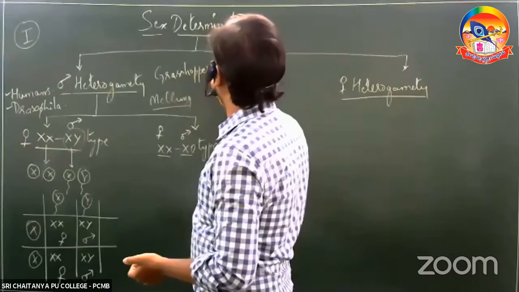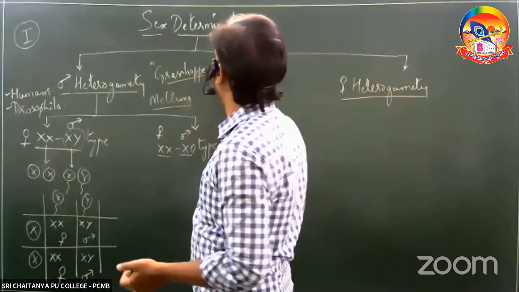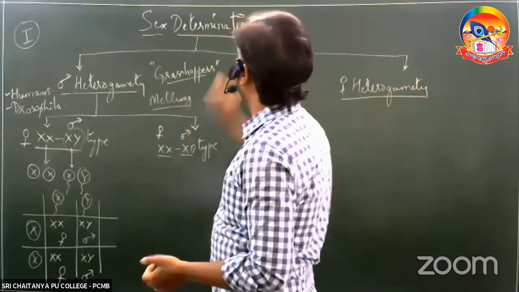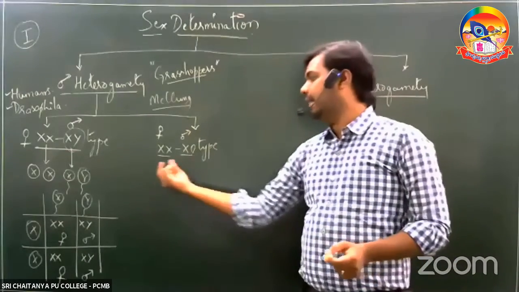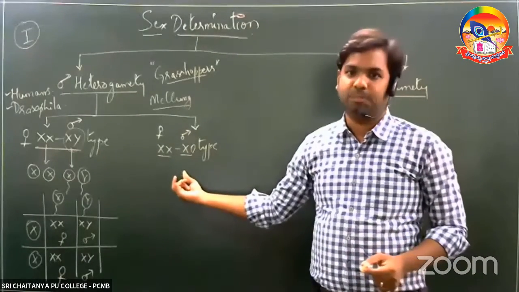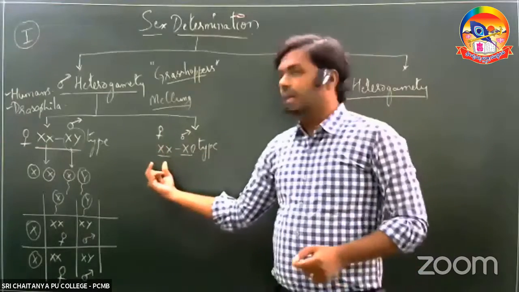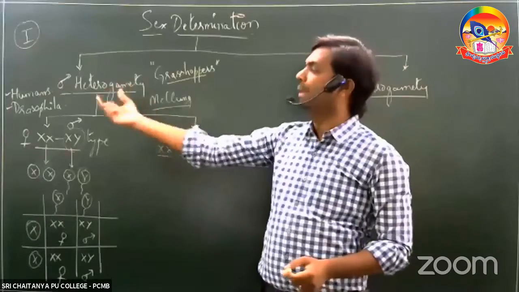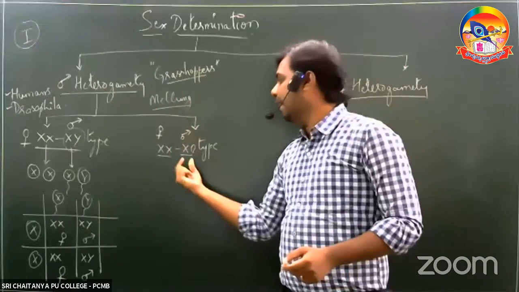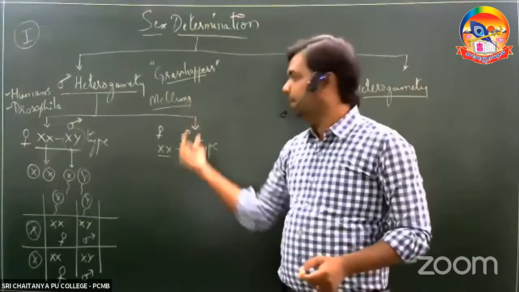Right, we have already seen that McClung was actually working on grasshoppers. So the type of sex determination seen in grasshoppers would be XX and X0 type of sex determination. Again, XX here would be female because they are homogametic, and we are talking about male heterogamety. So X0 is the male individual.